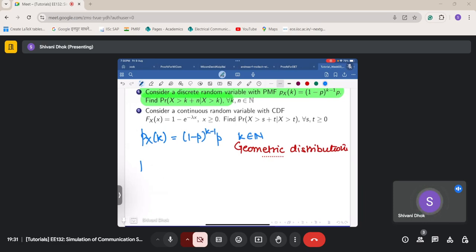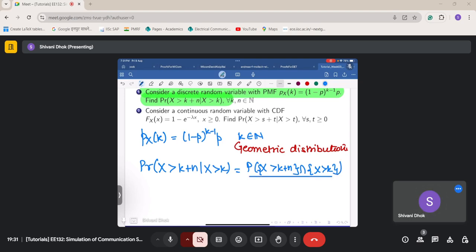So what we need to find out is the probability that x is greater than k plus n, conditioned on x greater than k. This we can write as the probability that x is greater than k plus n intersection x is greater than k, divided by the probability that x is greater than k.